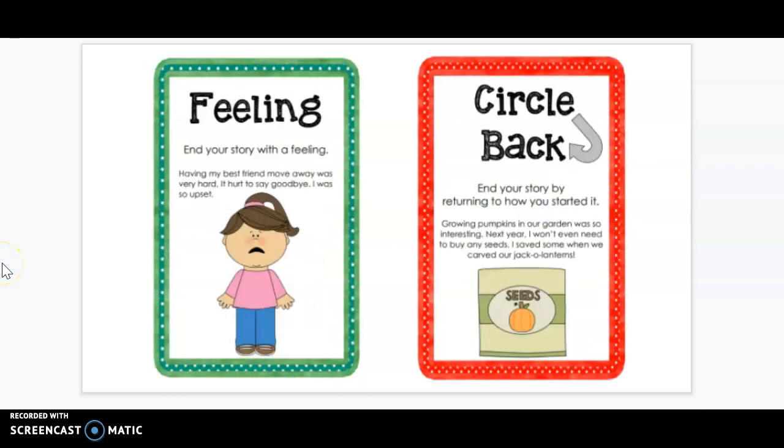Another way we can end our story is with a feeling. An example of that is, having my best friend move away was very hard. It hurt to say goodbye. I was so upset.